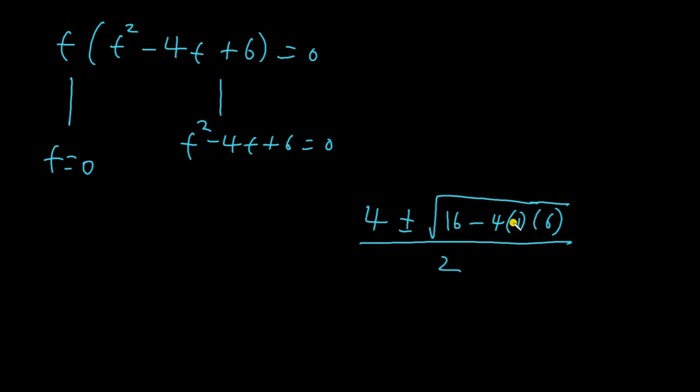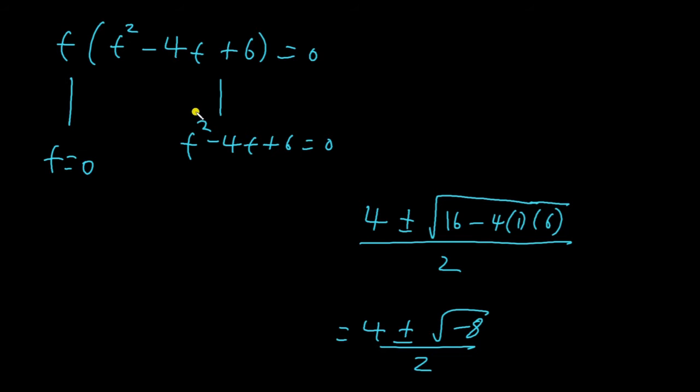I can simplify this part. 4 times 1 times 6 is 24. 16 minus 24 is negative 8. This is 4 plus or minus the square root of negative 8, over 2. Now, square root of negative 8, this is going to yield us no real solutions, right?